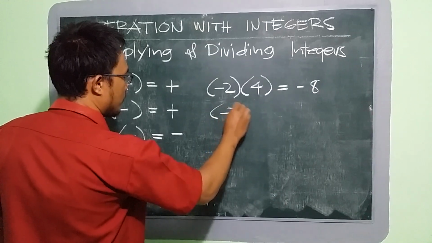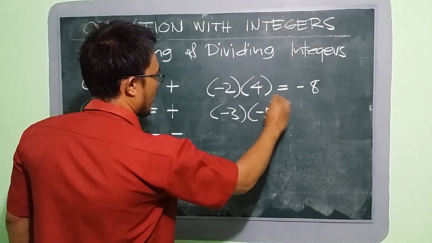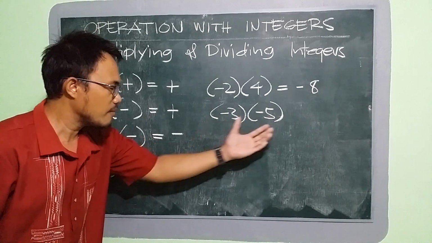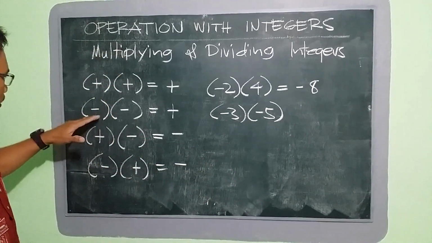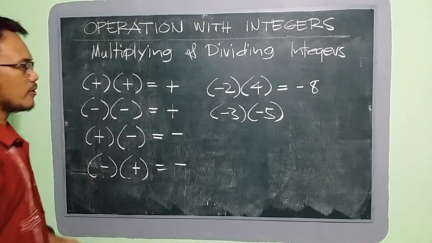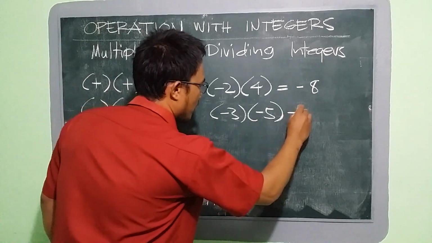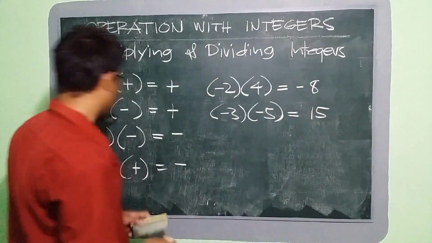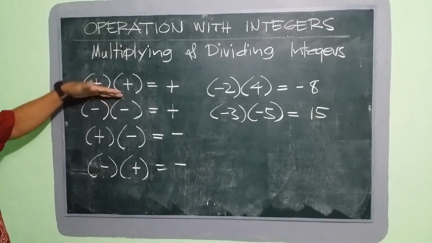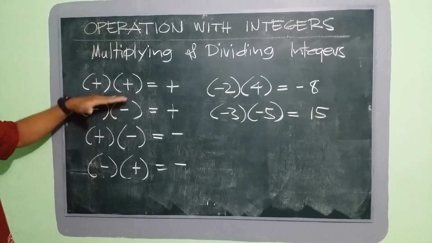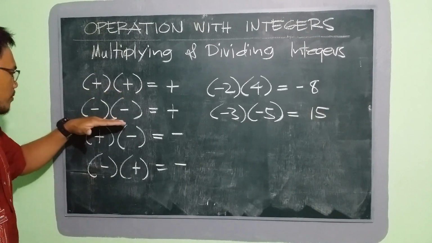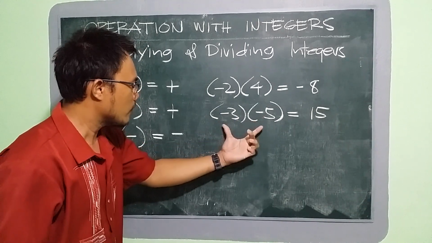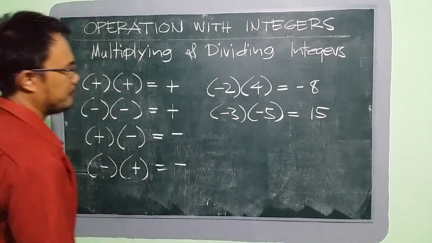Okay, how about negative 3 times negative 5? Take note that we have negative 3 and negative 5, the same sign. It says that if negative is multiplied by negative, the result is positive. Therefore, negative times negative is positive. 3 times 5 is 15. Since our rule says that if we multiply the same signs, either both positive or both negative, the result will be positive. Therefore, negative 3 times negative 5 is positive 15.